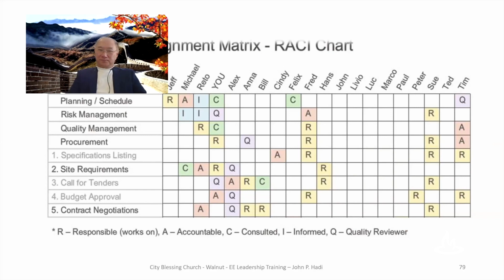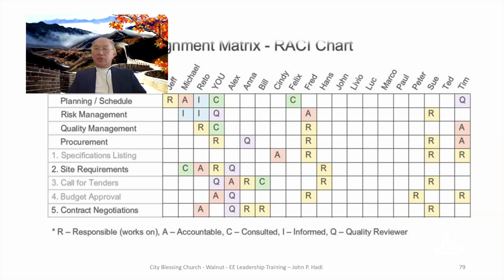The accountable, right? In each row, there's only one accountable person. Remember that. In each row, you can have multiple C's, consulted, multiple R's, multiple I's, but always one A on the RACI chart. That person is the accountable. That person is the one who's the approver. That person is sort of like the gatekeeper to move forward to deliver.